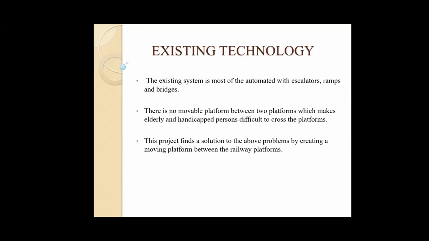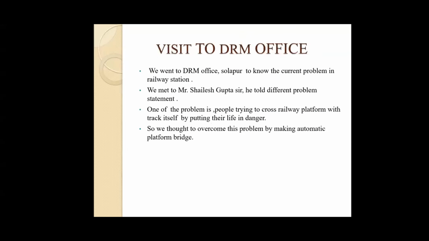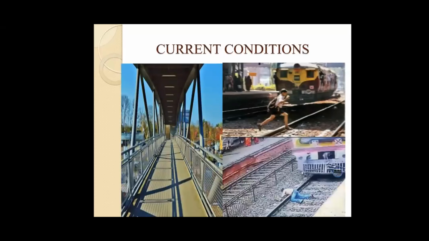Visit to DRM office. We went to DRM office, Solapur, to know the current problems in the railway station. We met Mr. Shailesh Gupta, sir. He told us different problem statements. One of the problems is people trying to cross the railway platform over the track itself, putting their lives in danger. So we thought to overcome this problem by making an automatic platform bridge. Current condition.